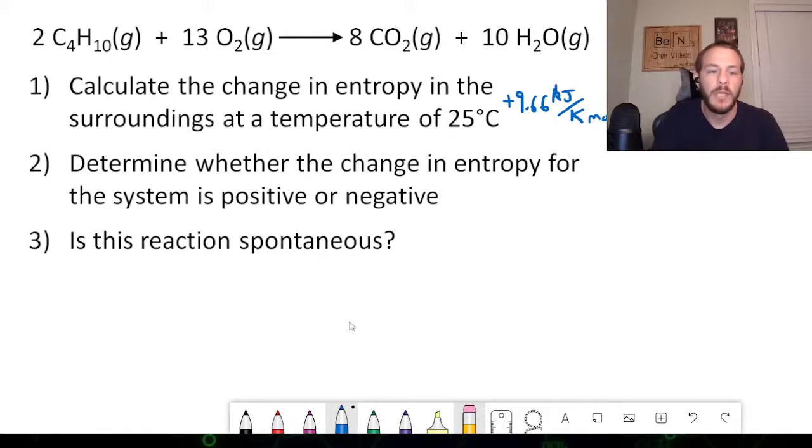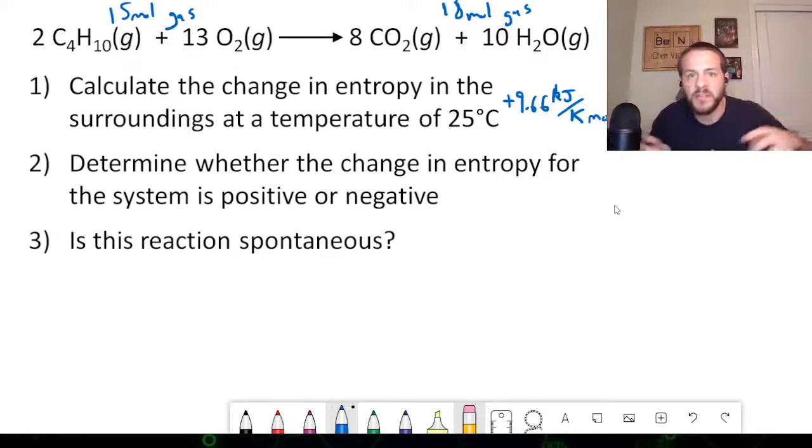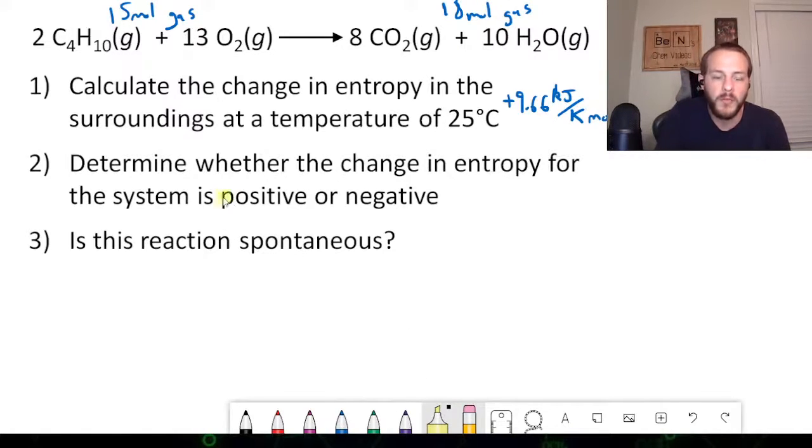So again, this is all stuff we did before, but we have 15 moles of gas on the left-hand side of the equation, 13 from the O2 plus the additional 2 from that butane. And then we have 18 moles of gas over here on the products, 10 from the water, 8 from the CO2. And since we're going from fewer to more moles of gas, that's more energy randomization, more energy dispersal, more disorder, more randomness. All of that points to an increase in entropy. So that means that this will be a positive delta S.